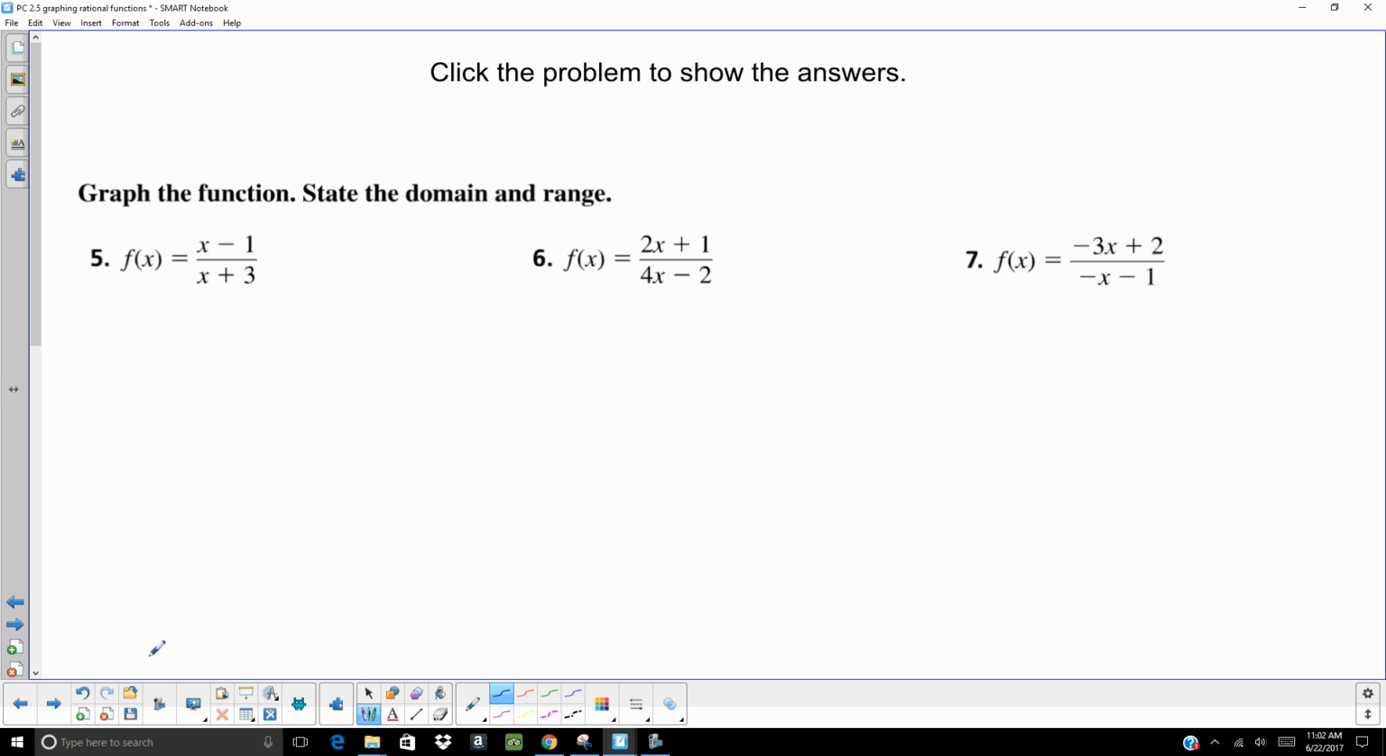What I would suggest is hit pause, try these 3 on your own. When you are ready, hit play and check your answers.